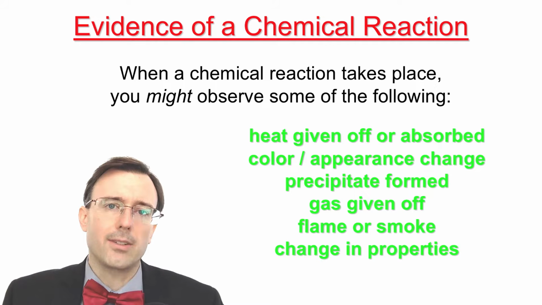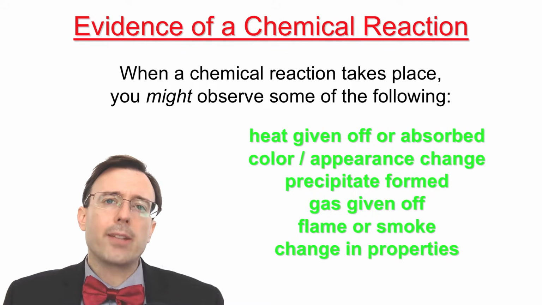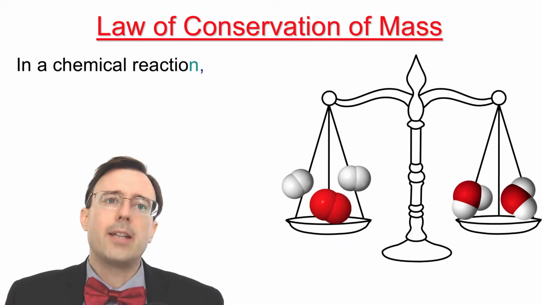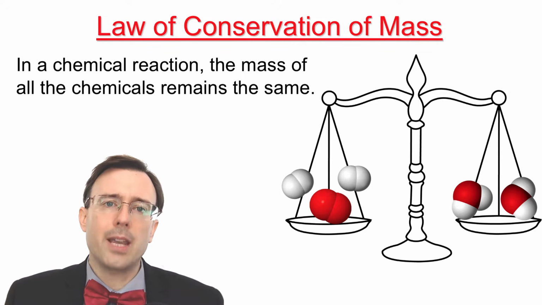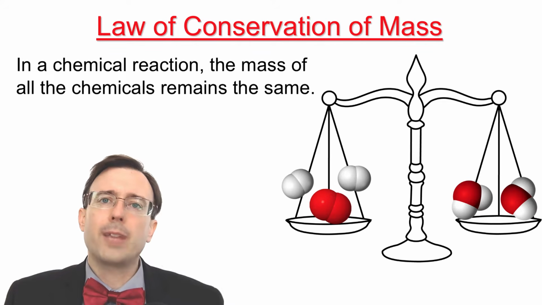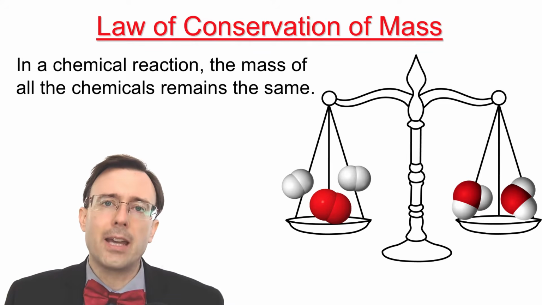There is one thing, however, that's never going to change during a chemical reaction, and that is the total mass of all the chemicals involved. In a chemical reaction, the mass of all the chemicals is going to remain the same. That's known as the law of conservation of mass, and people have tested this again and again and again, and always noticed that the mass of the reactants and the mass of the products is equal, as long as you weigh all of the reactants and all the products.